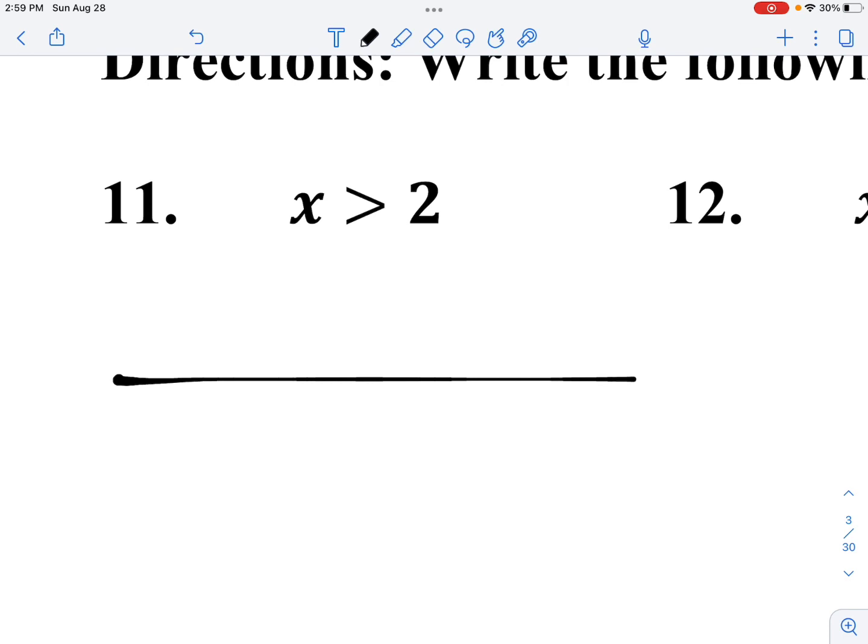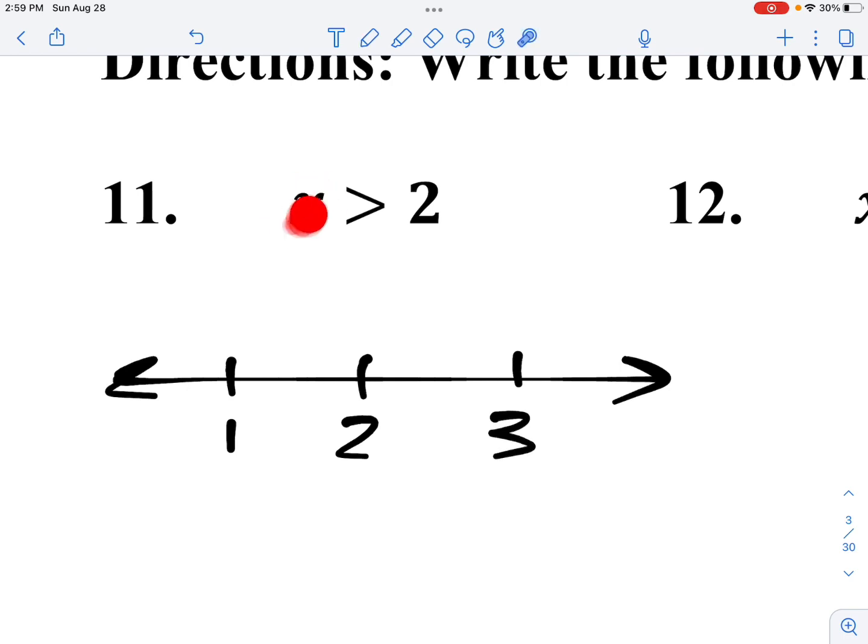It helps me to have a number line. So I'm going to put 2 on there. And 1 would be over here and 3 would be over here. This means the X is on the left, so I'm positioned in the right way. That means open circle on 2. And that means I'm going to shade to the right. So I'm shading this way, including my arrow.